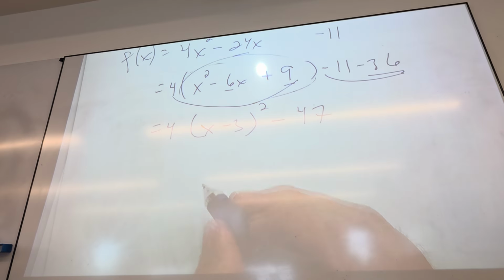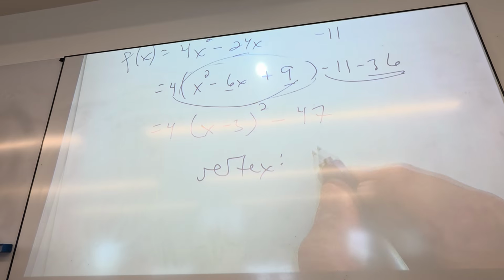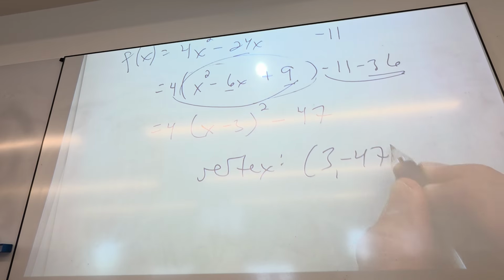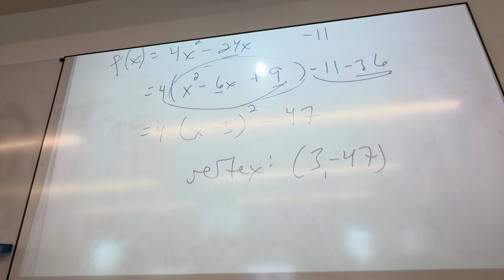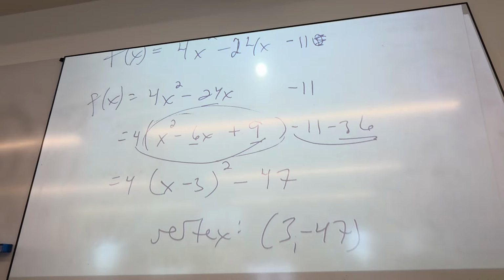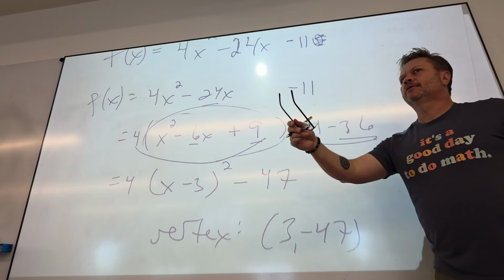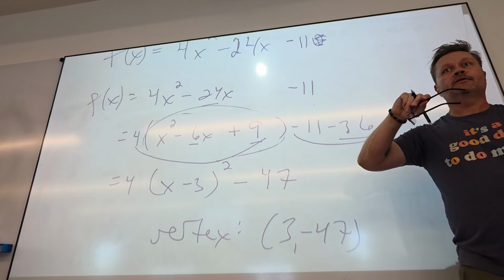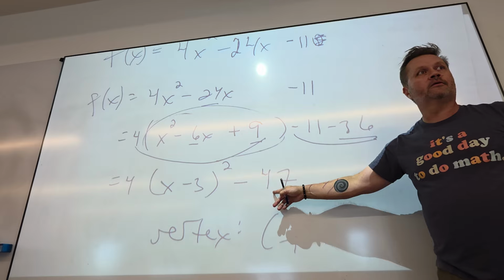So what's the vertex? Is that cool? Does it open up or down? So this is going to be a max or a min? Minimum. Can somebody tell me what the y-intercept is? What would you have to do to get the y-intercept? You can do it. What do you have to do to get the y-intercept? Make x 0, yes? I don't want to do it here though.